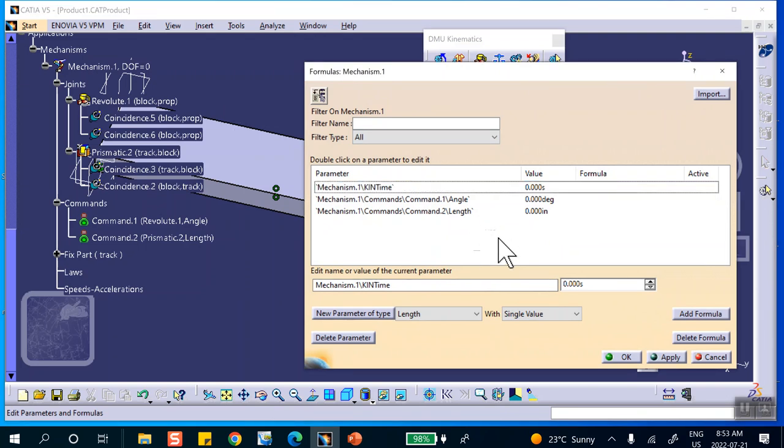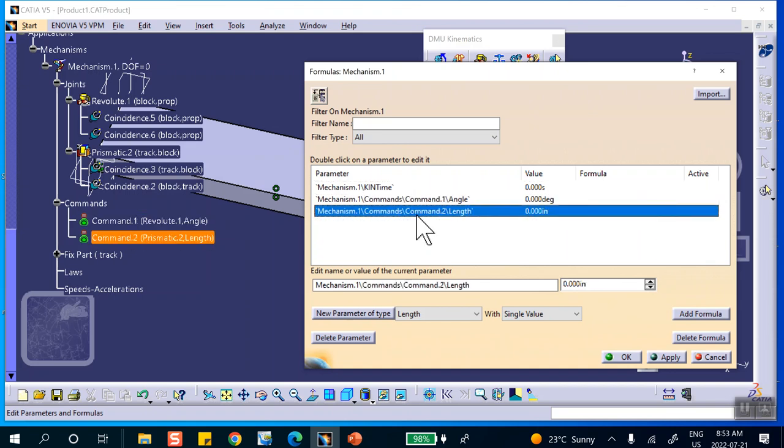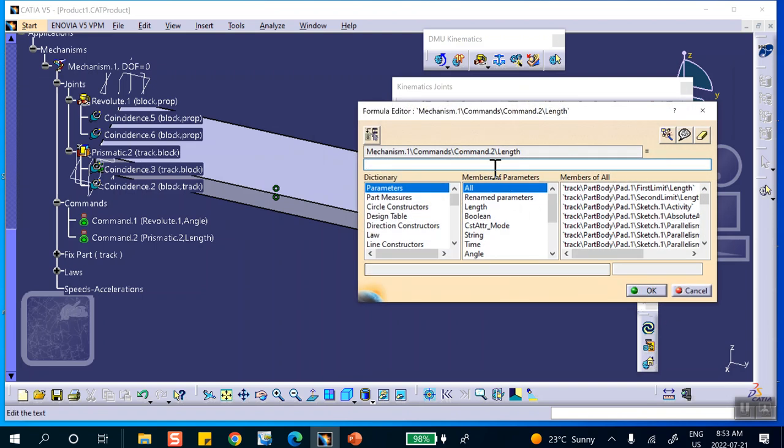There are only 3 things important in this mechanism: that command, the length and the angle, and the time. So it's no wonder that all other dimensions are irrelevant. You can see that. So for example, I'm going to say the length. Let's do the length first. Length, add a formula equal to, let's say, 2 inches in 1 second, 2 inches per second.